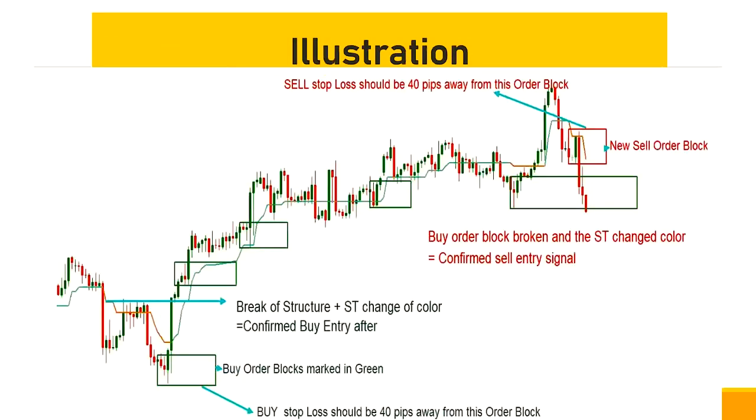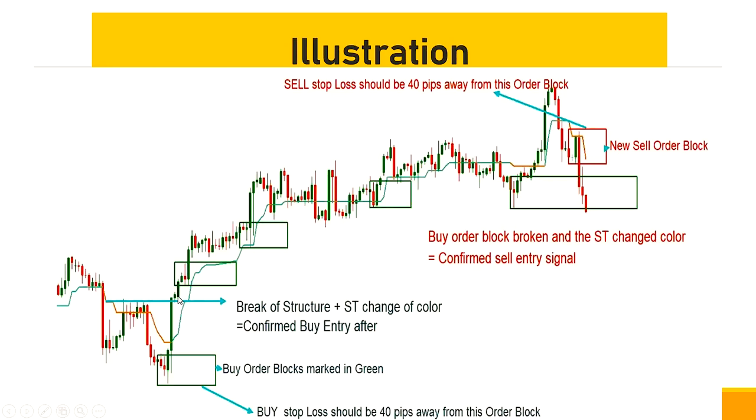We start down here. You can see this part. This is a buy. Then here we just changed to a sell. So let's start here. This was a structure that was broken. A break of structure plus super trend change of color equals a confirmed buy entry. So we could have entered a buy somewhere around here, because the super trend must have changed with this candle.